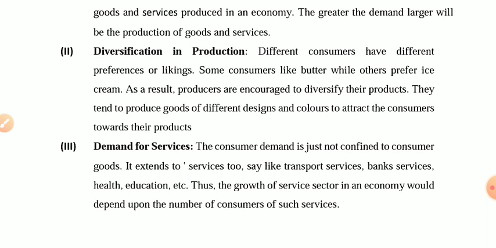Next is diversification in production. Different consumers have different preferences or likings. Like Rohit wants to consume butter and bread, and suppose Ria wants to eat cake, pastries. She likes Maggie and some others. So different consumers have different preferences, and according to the consumers, there are many producers in the market producing different types of goods and services. This is known as diversification in production.